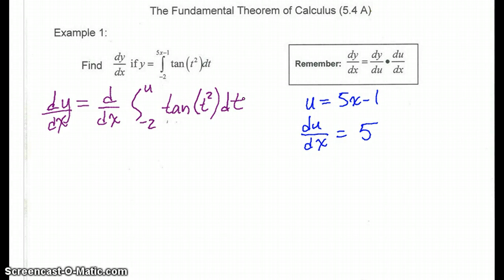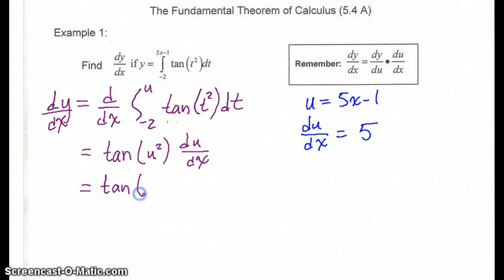Please remember that when we do this, taking the derivative of the integral, our value for the number will go away, and we will have the tangent of u squared times du dx. Then we're going to plug in for our u and our du dx. We're going to find that it's the tangent of 5x minus 1 squared times 5.